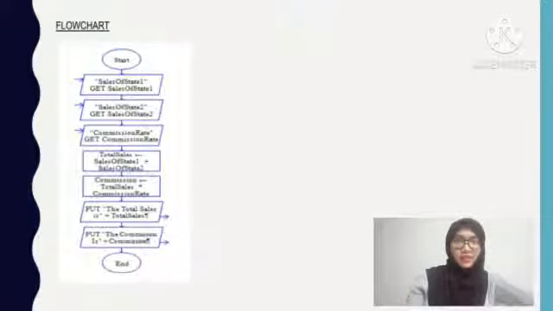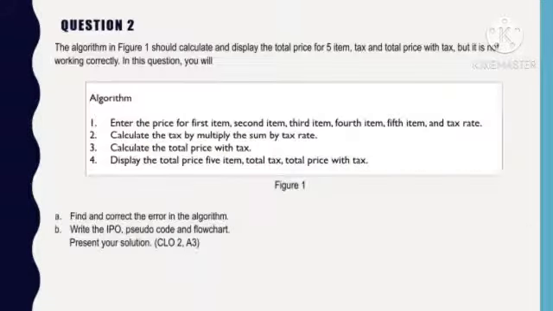So this is the flowchart. We input the sale of state 1, then input the sale of state 2. Then process the commission rate and total sale, from the sale of state 1 and sale of state 2. Then get the output, which is the total sale and the commission.